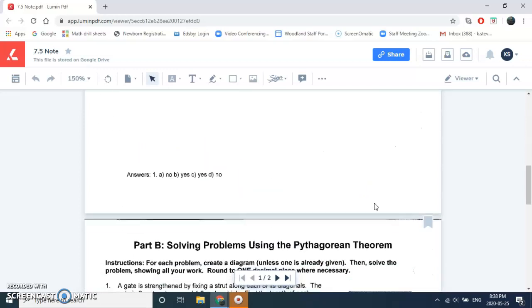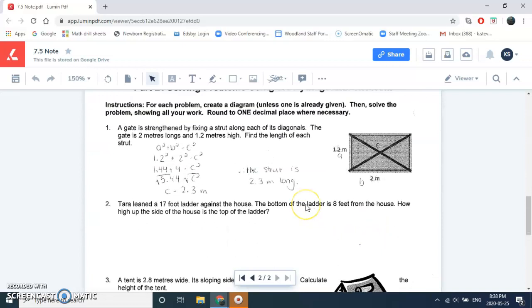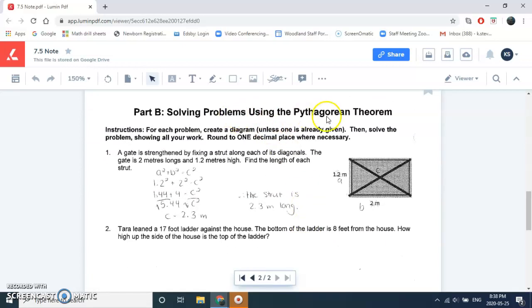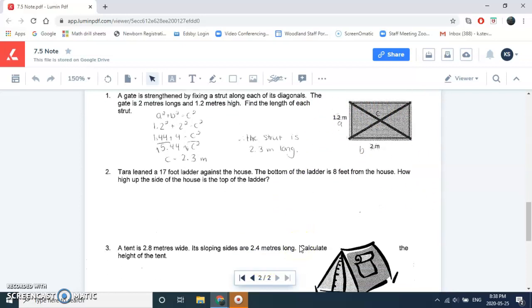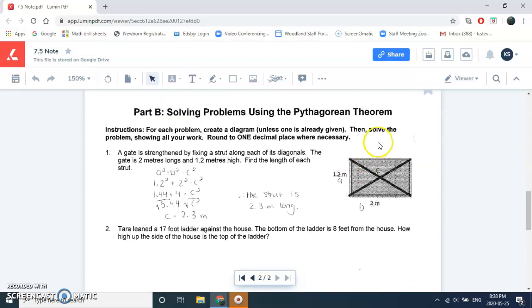Another one that I want to give an example of is part B, solving problems with the Pythagorean theorem. We're going to look at number 1 together. We're going to solve these and we're going to create a diagram unless there's one given to you. As we see in A, we already have one, but number 2, we don't have one, so we're going to need to draw one in. Then solve the problem, showing all your work, and round to one decimal place when necessary.